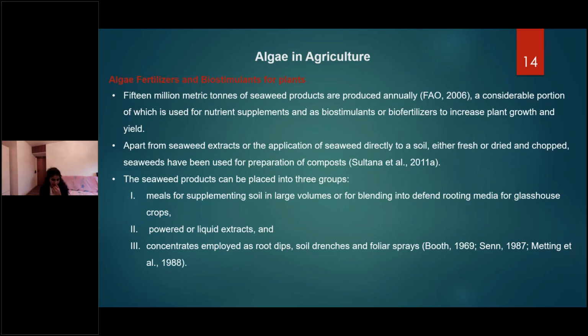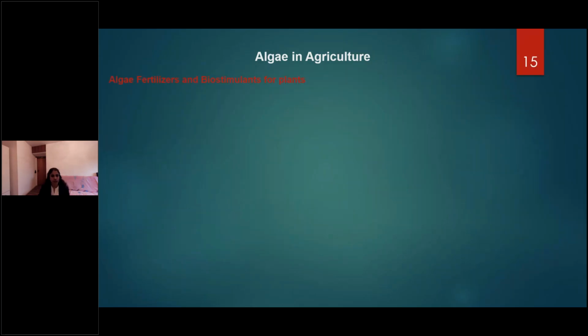The seaweed products can be placed in three groups. One is meals for supplementing soil. We can use it as a meal for supplementing the soil in large volumes, or blend it into different rooting media for glasshouse crops, or as a powdered or liquid extract. You can use the extract in a liquid form, or you can just chop it and mix it with the soil. You can use it as a rooting medium in greenhouse crops, and also as a concentrate for root dips, and you can use it in the form of sprays as well.